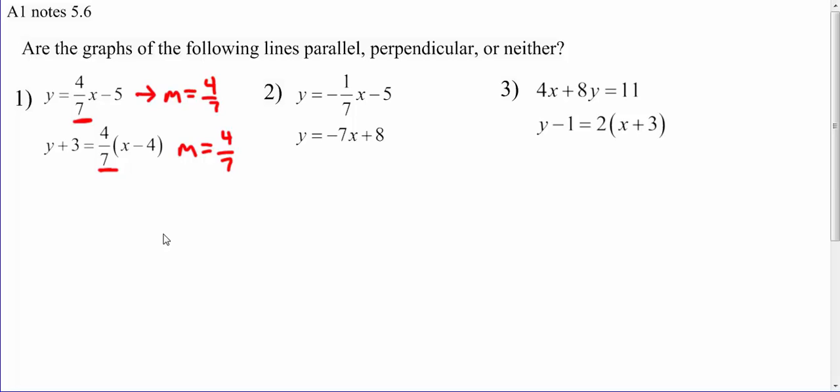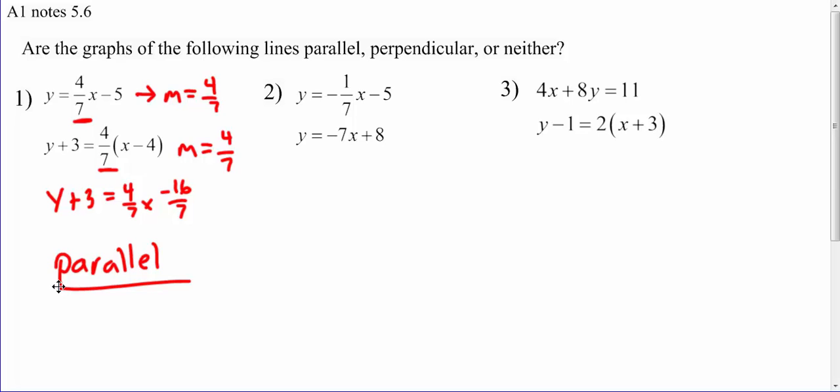Now, one thing we should be careful of is to be sure that we're not talking about identical lines. So I'm going to do some distribution here. y plus 3 equals 4/7 x. 4/7 times 4 is 16/7. Now I know I would need to subtract 3, but I really don't need to worry about that because I've already answered the question. These lines are not the same, but they have the same slope, so they are most definitely parallel. Notice how parallel is spelled with 3 L's, 2, then 1. Interesting word. Spell it right.